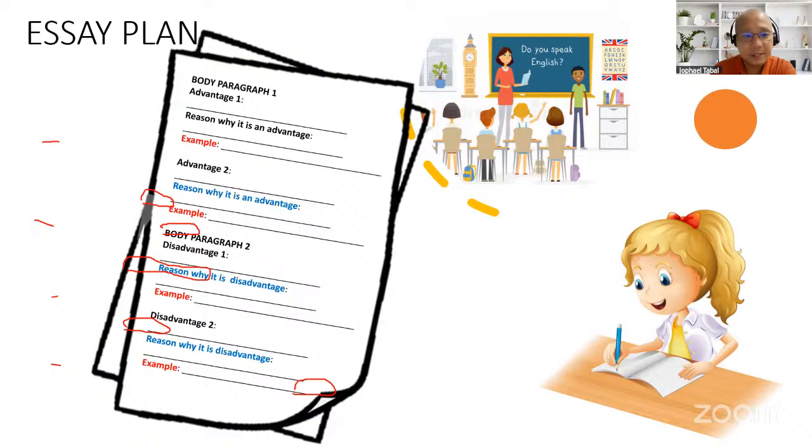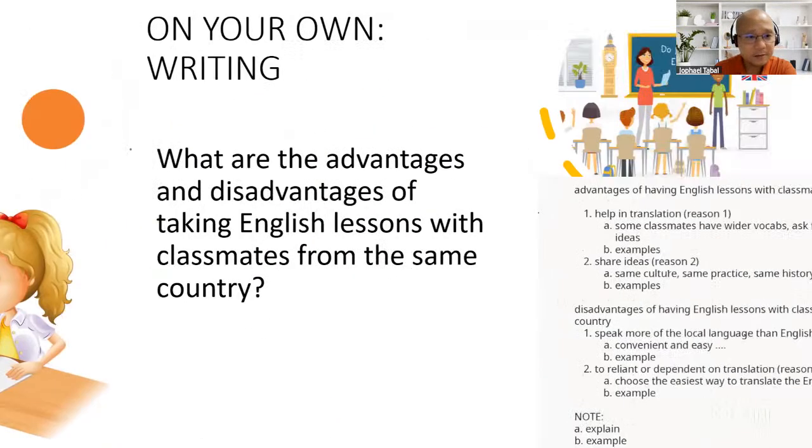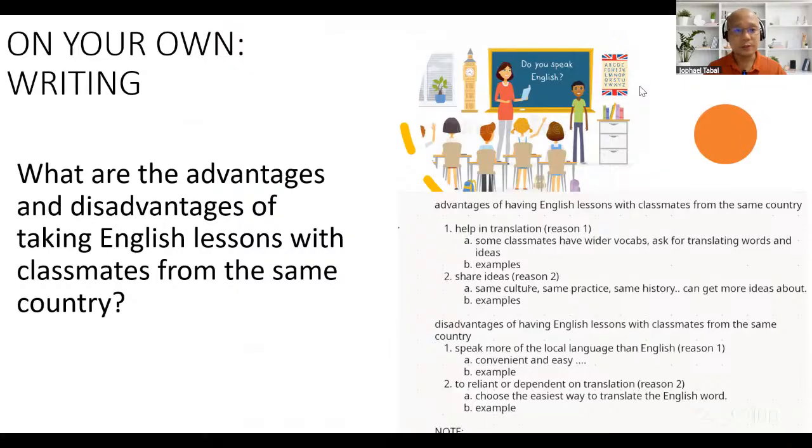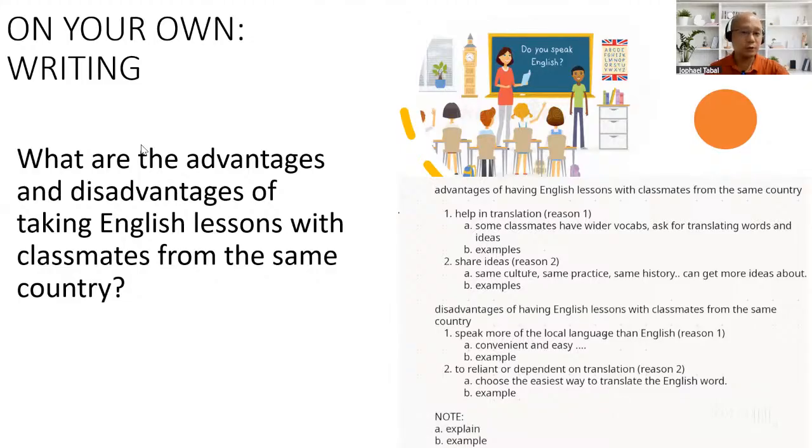Now what you need to do right now is I want you to plan your essay. I will help you, okay? So let us try to do this in the whiteboard. The question is, what are the good things and the disadvantages if you study English lessons with classmates from the same country? So for example, if you study English together with your Vietnamese friends, what do you think are the benefits and the disadvantages? What do you think are the good things and the bad things when you study English with people coming from the same country? So let's have a whiteboard here, and I want you to plan.